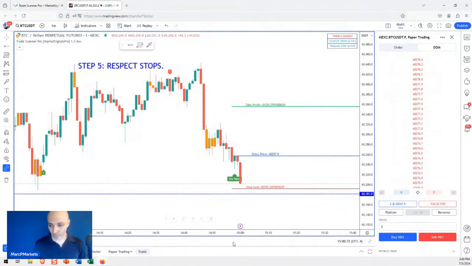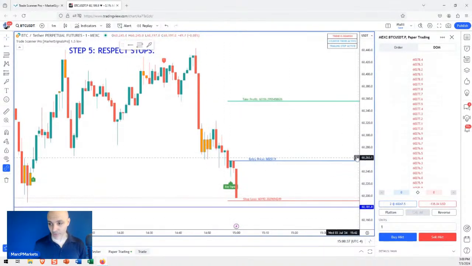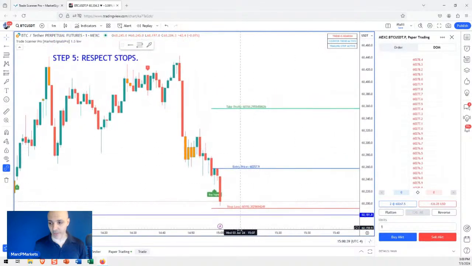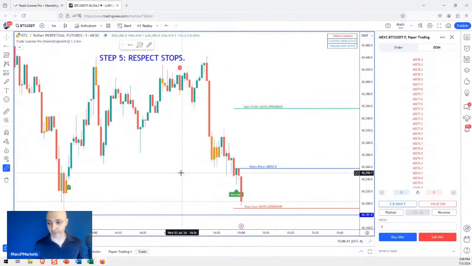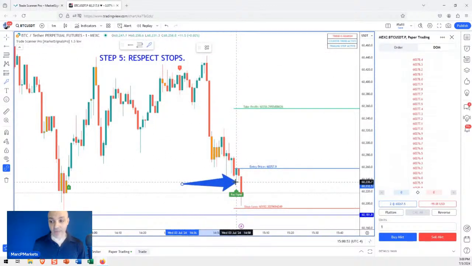All right, so this may tap me out. I'm gonna follow step 5 and respect it. Okay, and I'll be prepared to get back in. This is what you're going to deal with, even though we're at a high probability level and we got everything aligned the way we wanted and we got the signal. This is going to happen. Now, this can happen a lot. Obviously, it's going to be more frequent on a 1-minute chart.